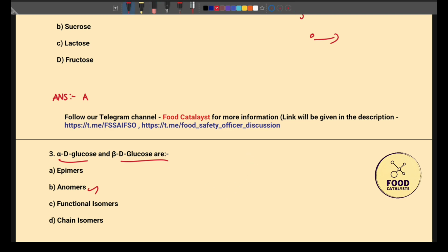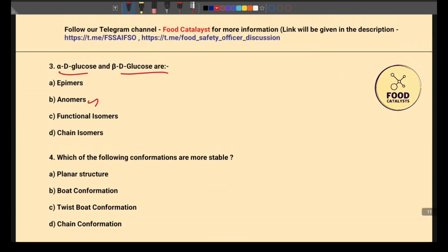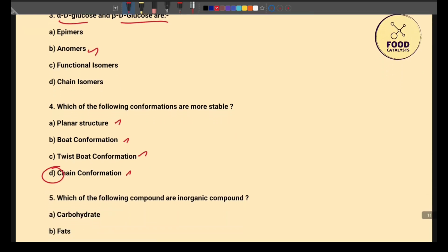So the next question. Which of the following conformations is more stable? Planar, boat, twisted boat and chair. We have already seen this very well. So the answer is chair conformation.